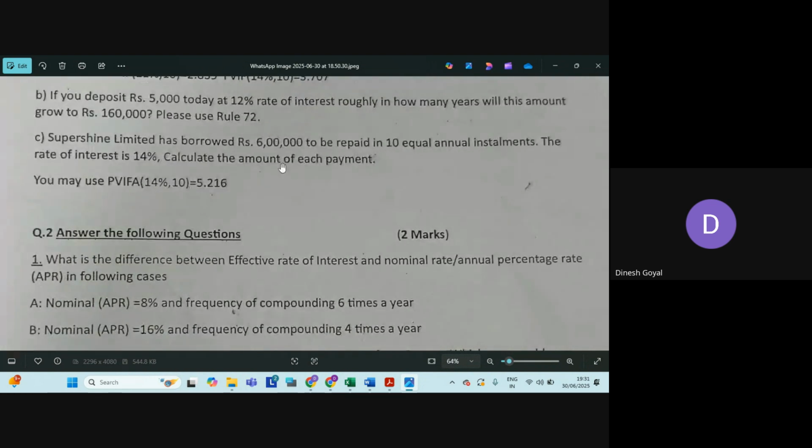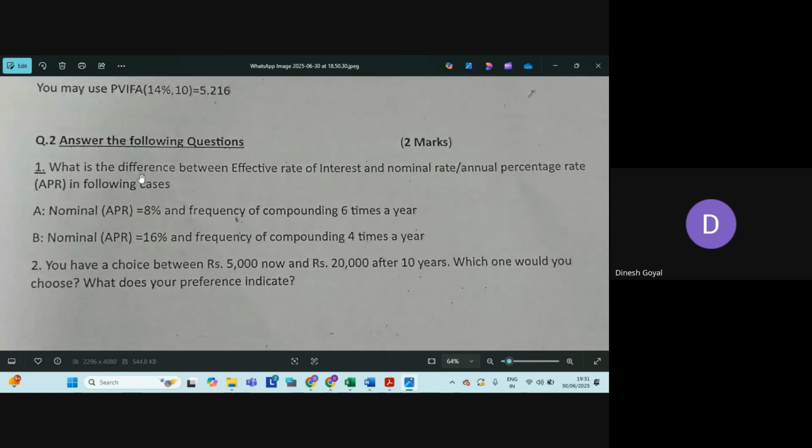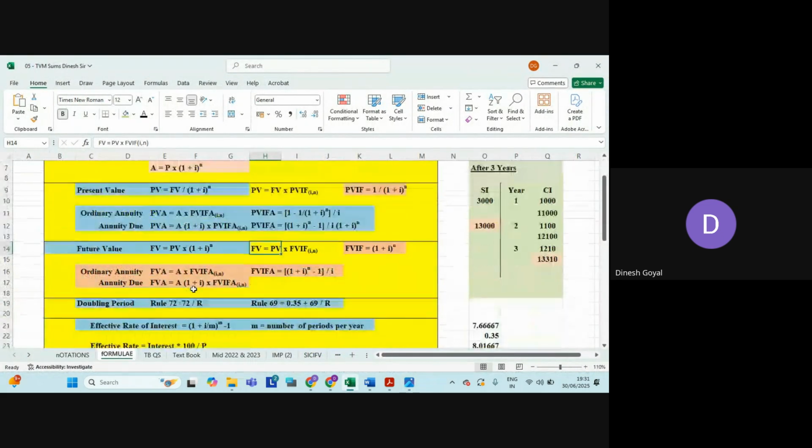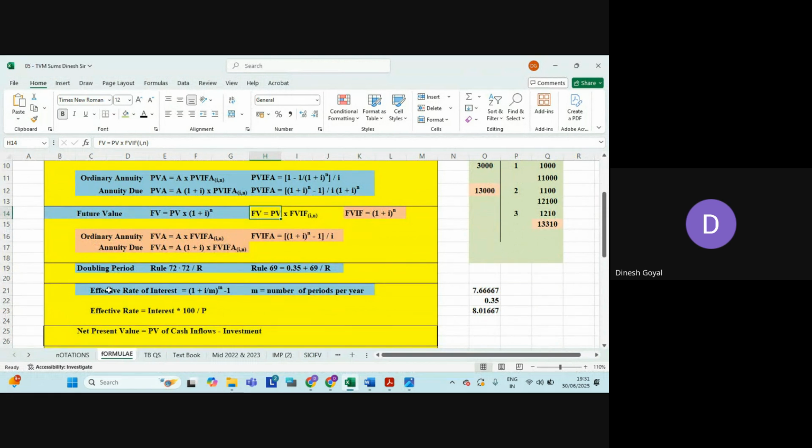Like that. Now this, what is the difference between effective rate of interest and nominal rate in the following cases? Nominal rate 8% and frequency of compounding 6 times a year. Nominal rate 16% and frequency of compounding 4 times a year. So that also I told you. Here see all the formulas, and this also we have discussed. See, this is the formula of effective rate of interest, right?